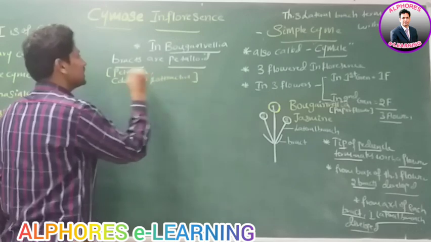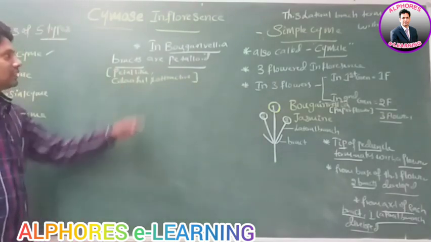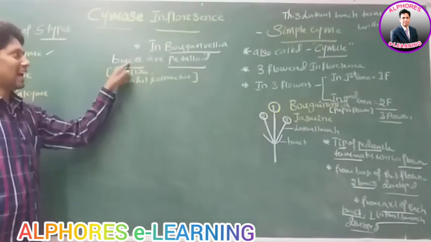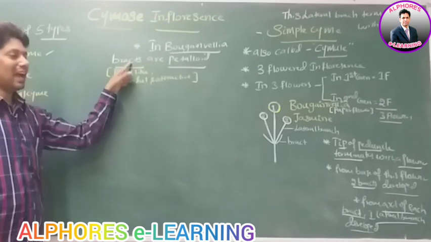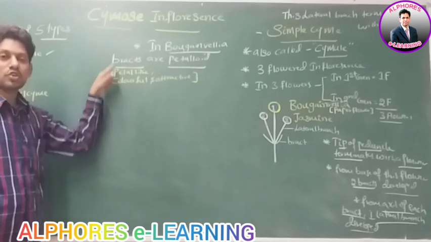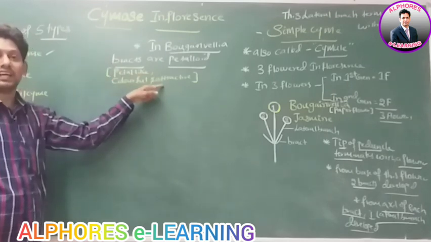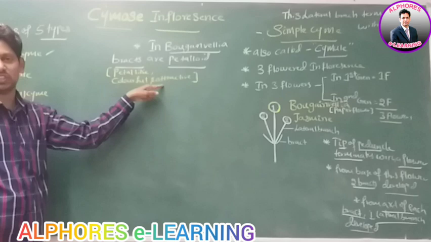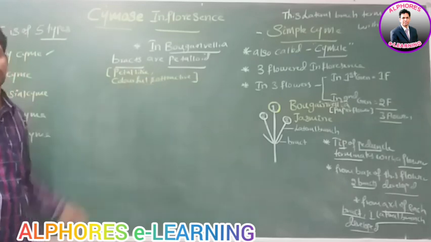Sir, I am speaking about the bougainvillea plant. In the case of the bougainvillea plant, bracts are petaloid. It means bracts look like petals. It means bracts are colorful. So bracts attract the insects for cross pollination. Therefore, they are attractive. Is it okay?